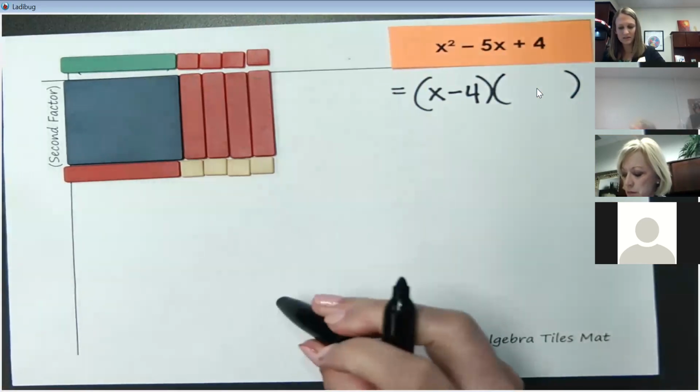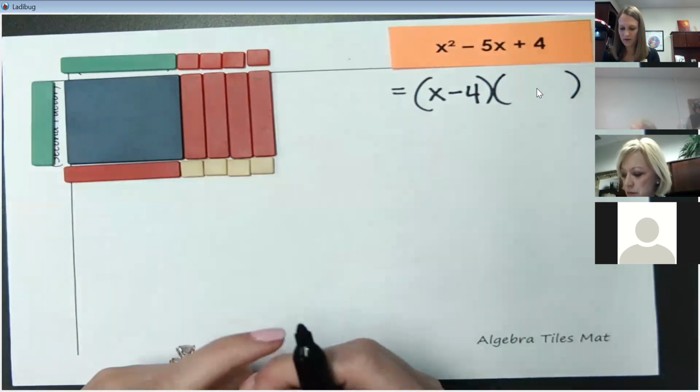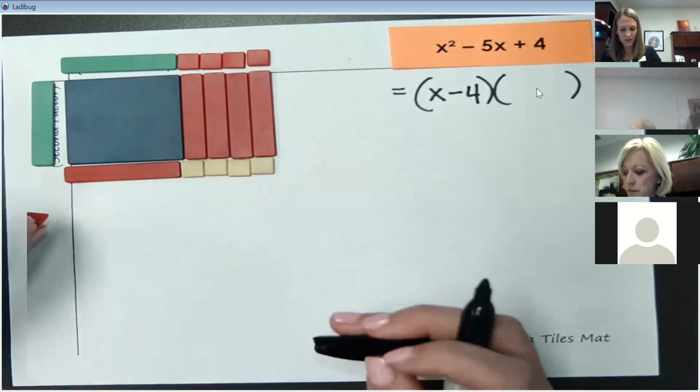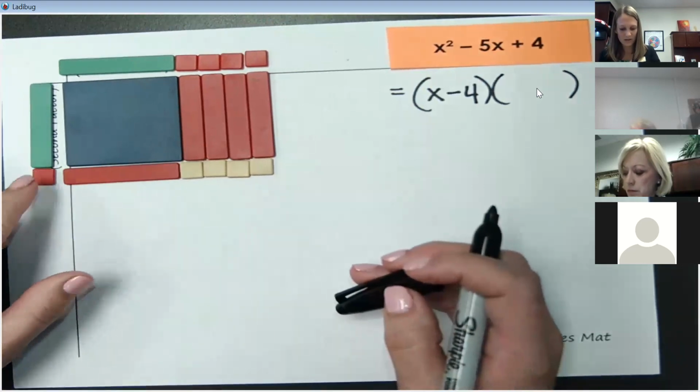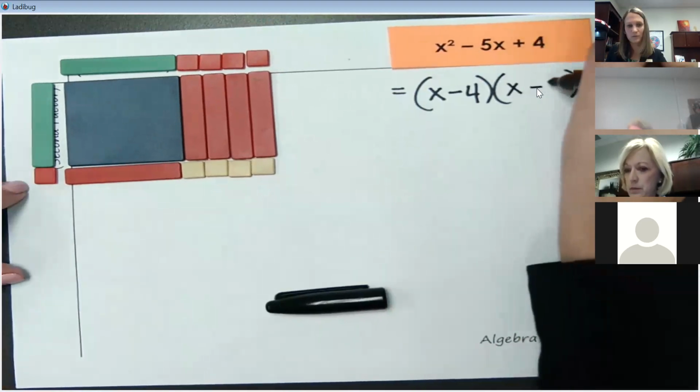So in this case, I still have that positive x tile because this represented positive x squared. So I know I have the x, but now again I see I have that negative. So I'm going to go ahead and represent that with a negative 1 unit. So this really then is x minus 1.